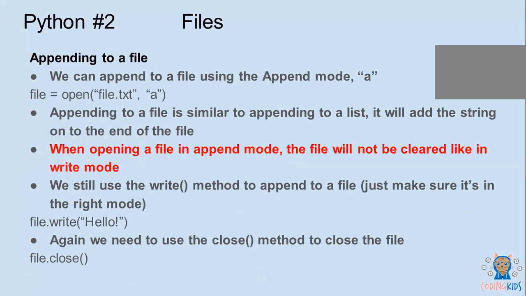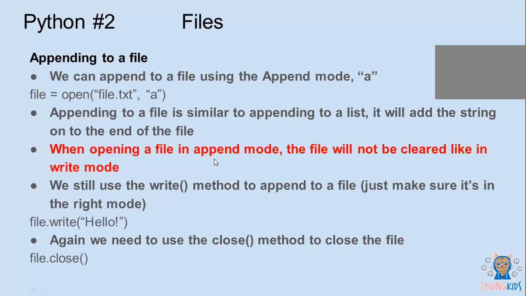The next is appending to a file. We can append to a file using the append mode, which is A: file equal open, name of the file, and A. That's the mode. Appending to a file is similar to appending to a list. It will add the string onto the end of the file. So it's different from inserting.